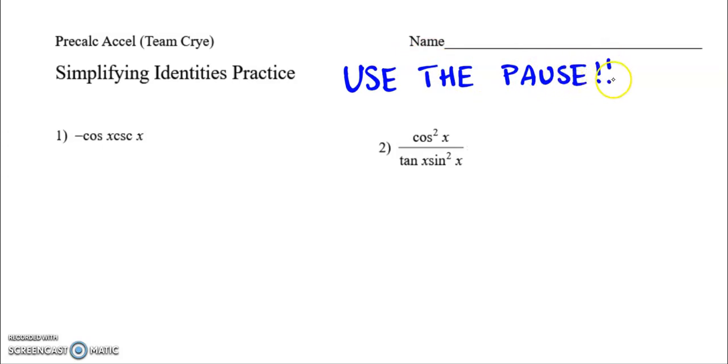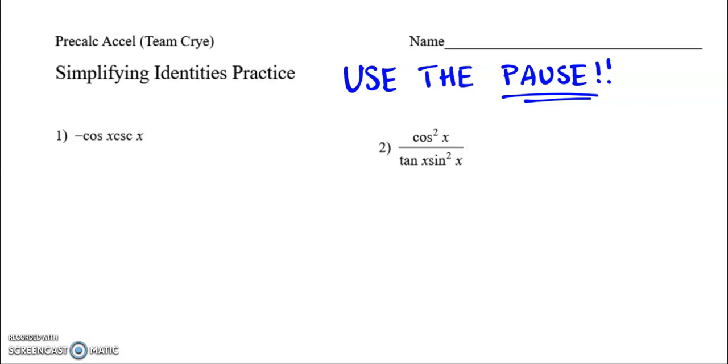I strongly encourage you to pause the video, okay? Use the pause, not like in Star Wars when you use the Force. Use the pause button. Take a moment and think for yourself, okay? All right, so here we go.